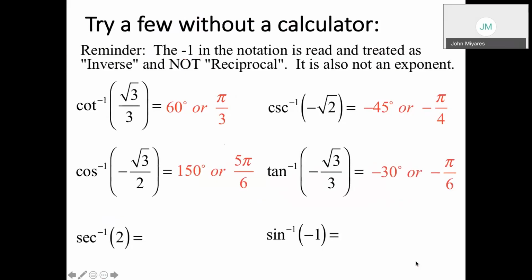The inverse secant of 2 is going to be 60 degrees because the secant will equal 2 whenever the cosine equals 1/2. Finally, the inverse sine of negative 1 is going to be negative 90 degrees or negative pi over 2 radians.